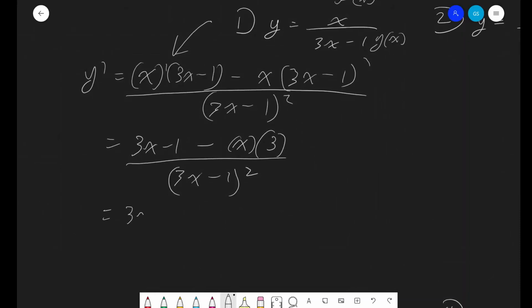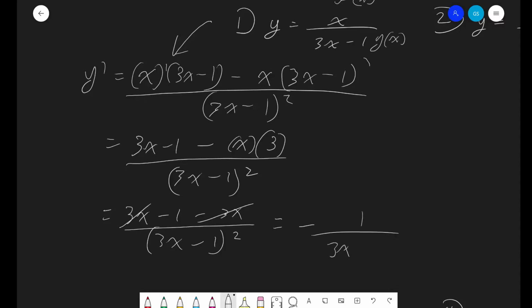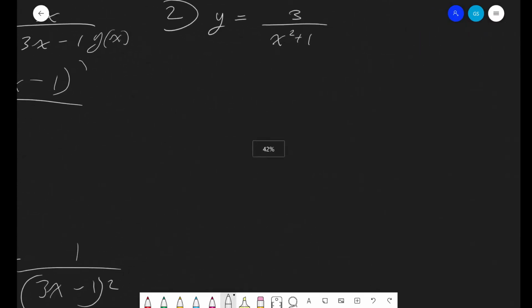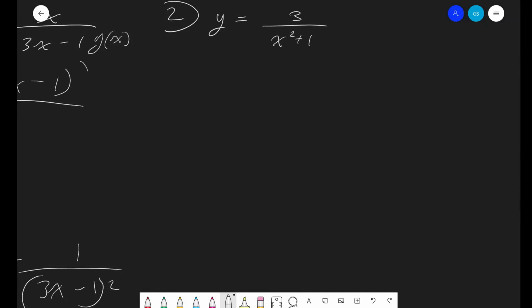And then 3x minus 1 minus 3x, just expressing it like that, over 3x minus 1 squared. And you end up with 3x minus 3x, which leaves 0, so you just end up with negative 1 over 3x minus 1 squared. That is the derivative of this example. Let's go to the next example. Pause the video and see if you can actually do this.